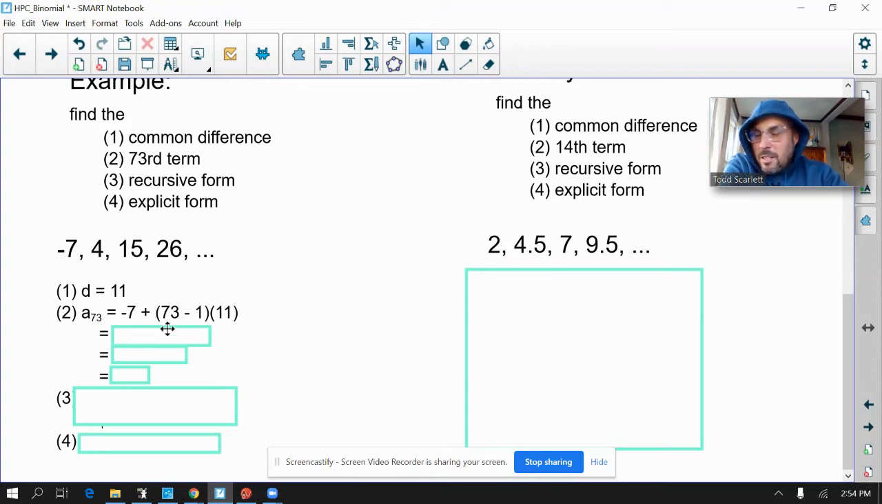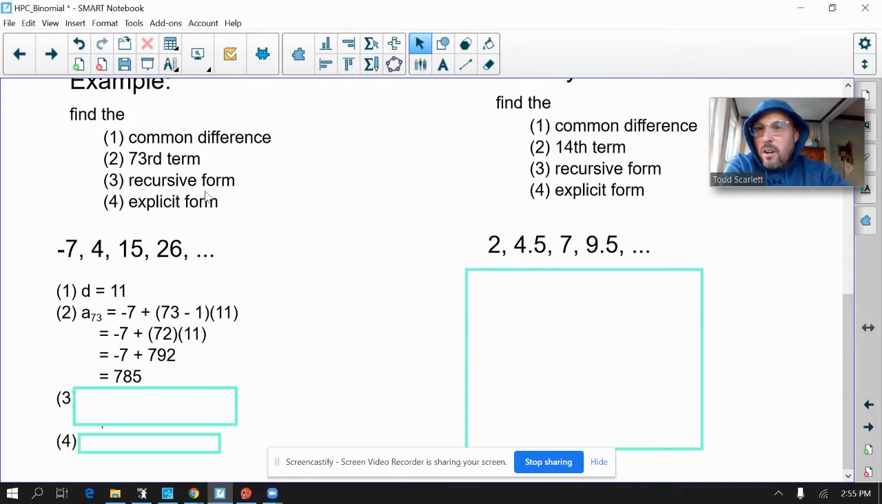And now this is pre-algebra. So that doesn't mean it's easy. It just means that it needs to be mastered. We need to be masters here. So don't skip steps. Don't rush it. Get this right. We have to follow order of operations. So grouping symbols first, 73 minus 1, that's 72. Then I've got addition and multiplication. So you got to multiply. And then now we can add. And so what does this mean? This means that the 73rd term is 785.